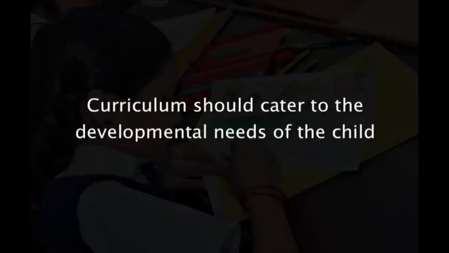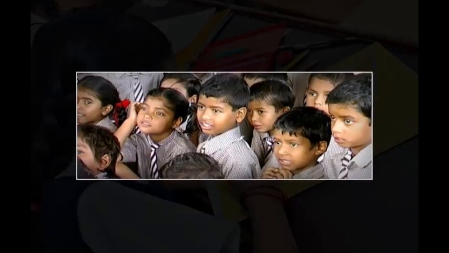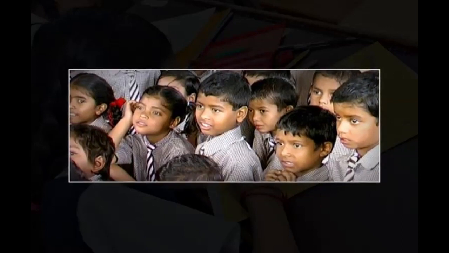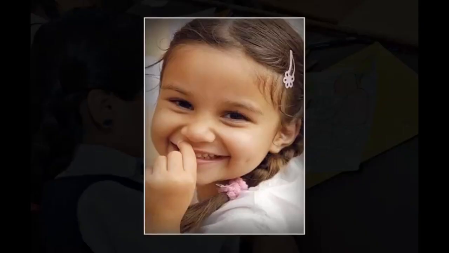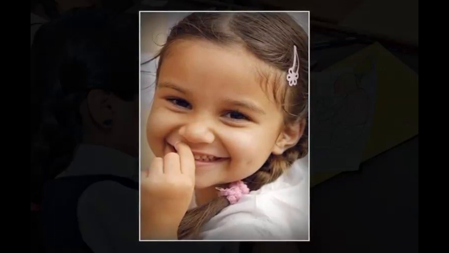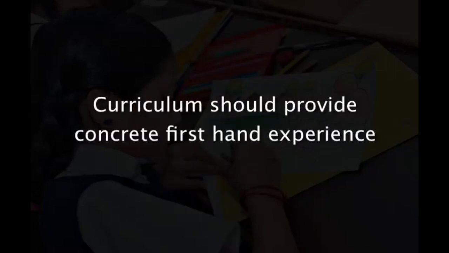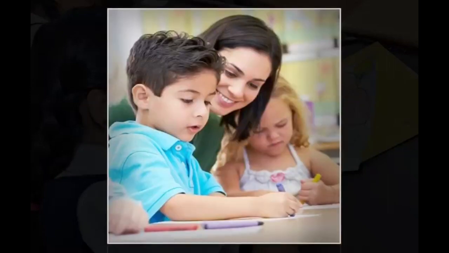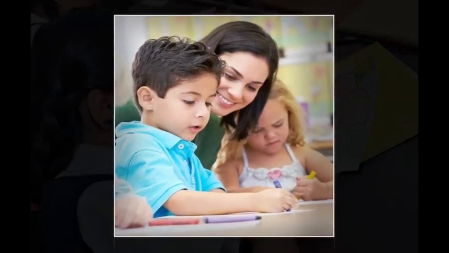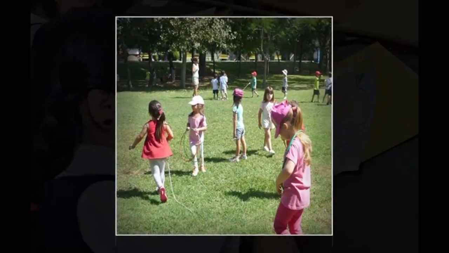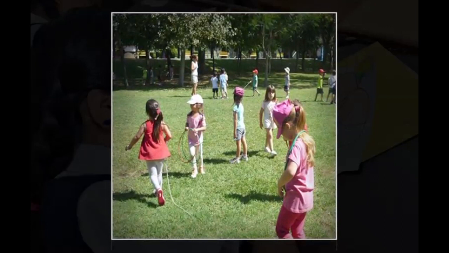And the curriculum should cater to the developmental needs of the child. Based on the developmental needs and capabilities of the children of different age groups, the program has to be planned. The curriculum should be focused based on the complexity of the activities and the individual child's developmental needs should be considered. The next important characteristic is the curriculum should provide concrete first-hand experience. The child should be given opportunity to explore and manipulate things. The teacher has to plan the field trips and nature walks for the child to get the first-hand experience.